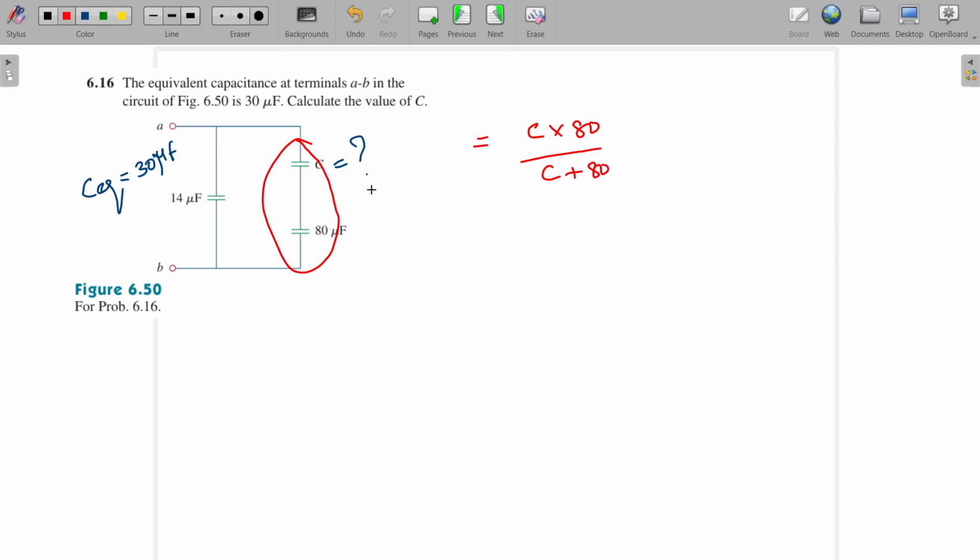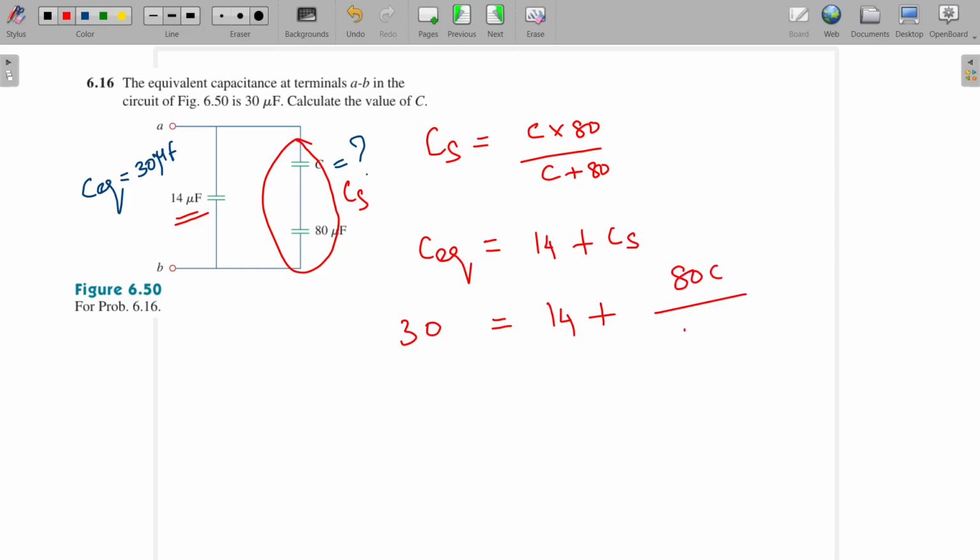Then once you have calculated the equivalent value of this series path, this series capacitance, we take this as Cs, which is in parallel with this 14 microfarad. So we can calculate this equivalent. C equivalent is equal to this 14 microfarad plus this Cs value. C equivalent is given in the problem as 30 microfarad, so that is equal to 14 plus Cs, which is 80C divided by C plus 80, isn't it?